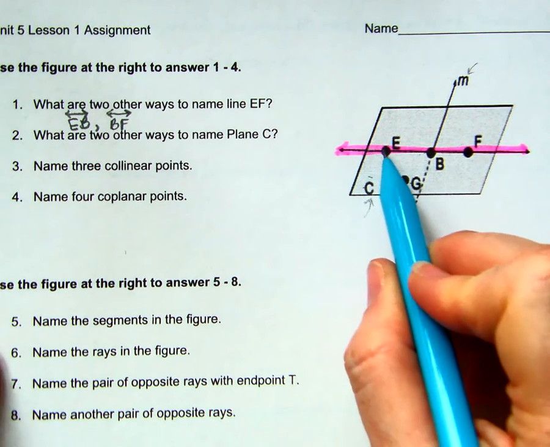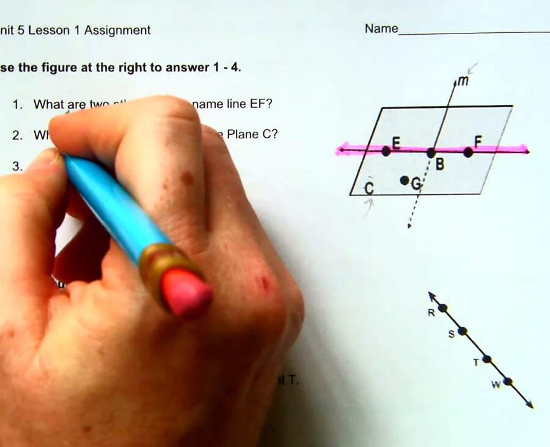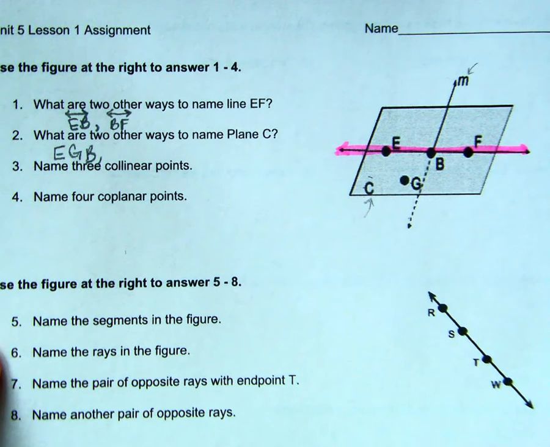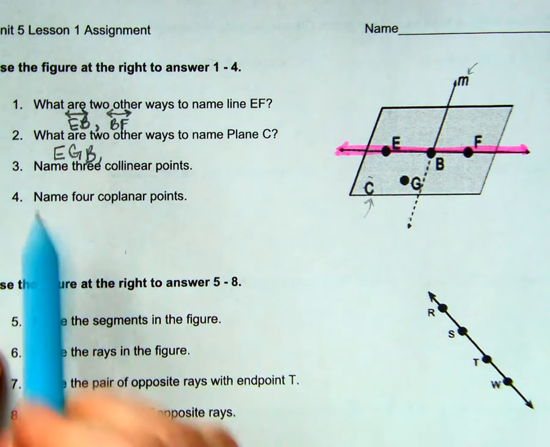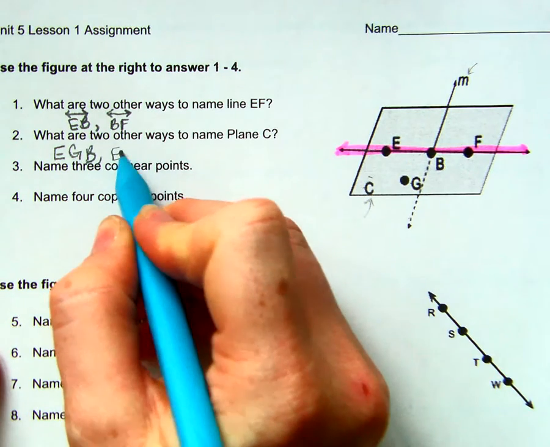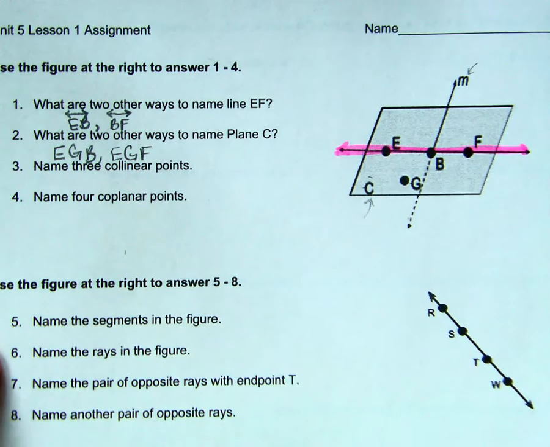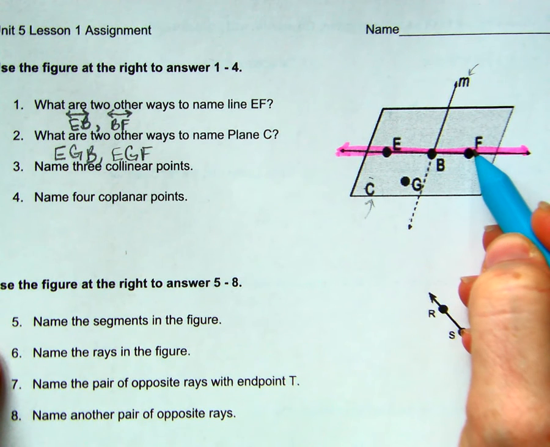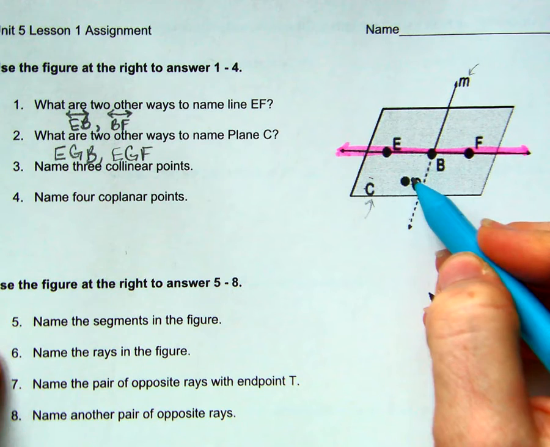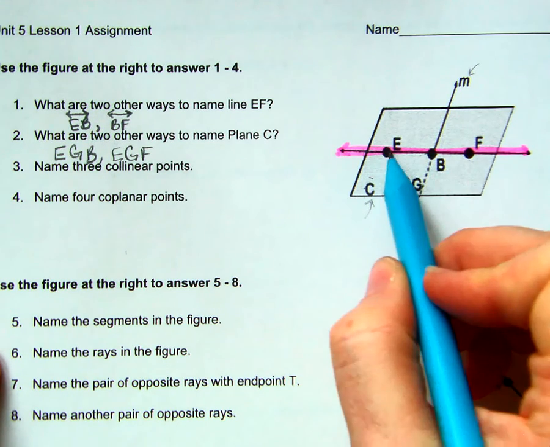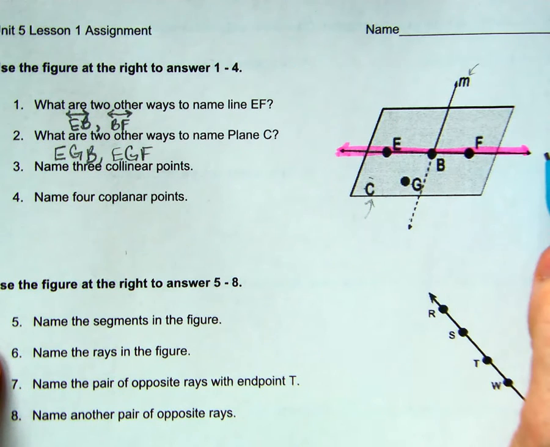So I can do E, G, B as one of them. EGB, and I don't have to put a little line above it because it's a plane. I could do EGF, and these could be in any order. I could do BGF. I could do FBG. I could do any variation of these 4 points so long as it's not E, B, and F, because they can't all be on the same line.